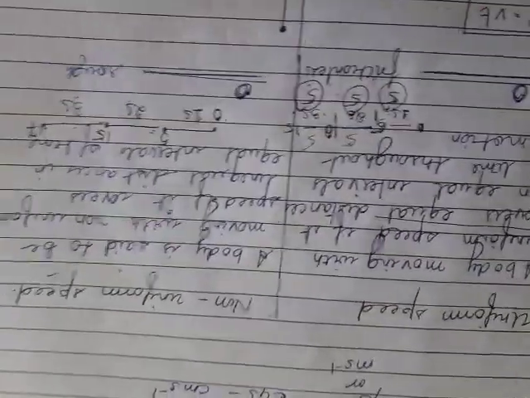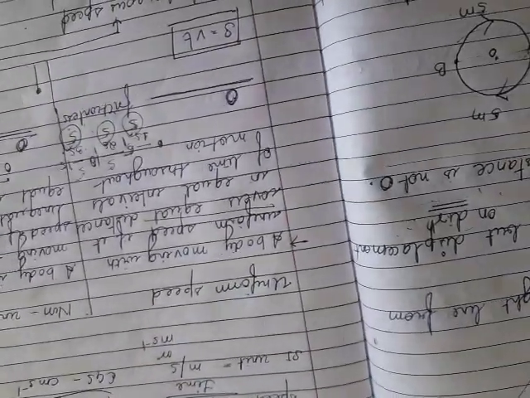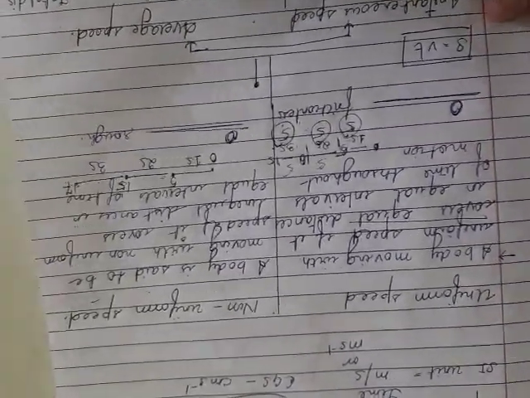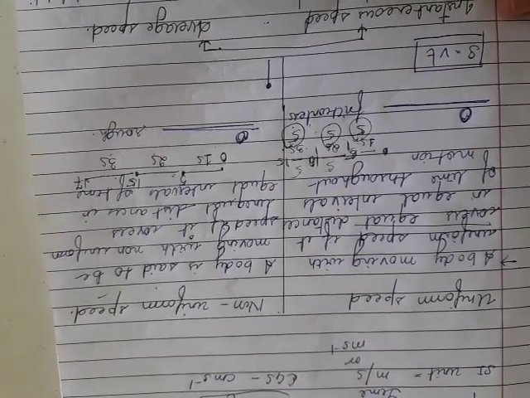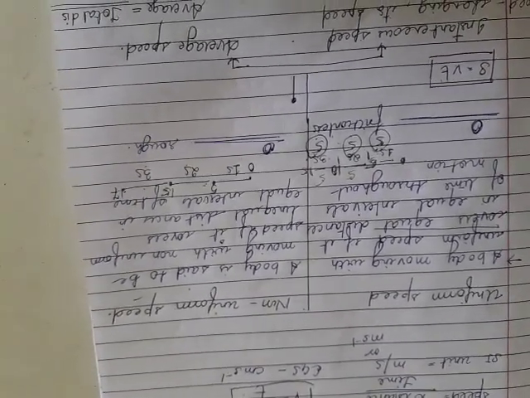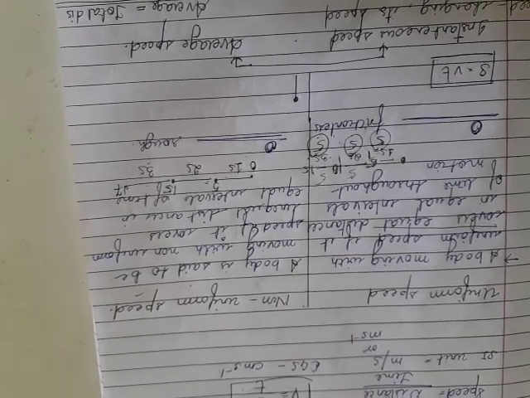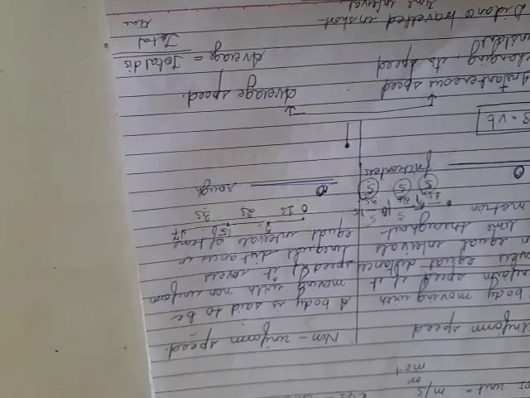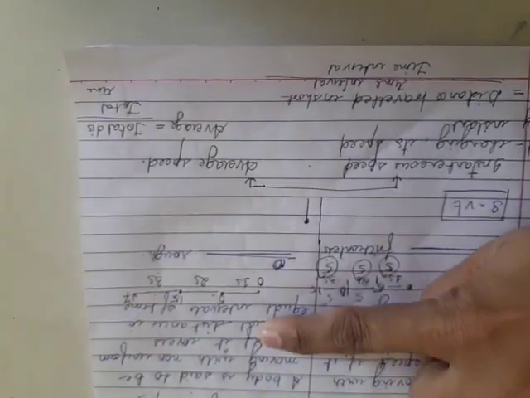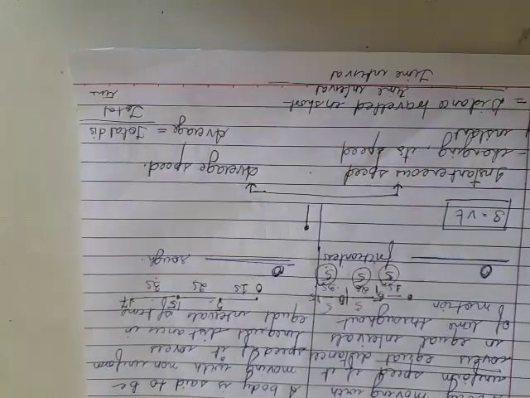For non-uniform speed we have many examples: motion of a ball on a rough surface, motion of a car in a crowded area, a train, or a vehicle leaving or approaching a station or a destination. Then we have two different things for non-uniform speed: instantaneous speed and average speed.